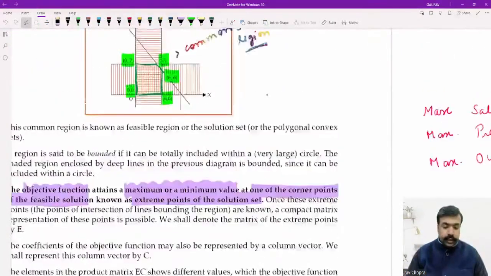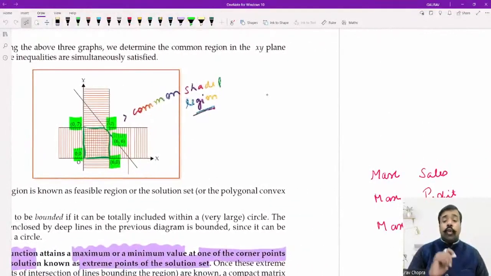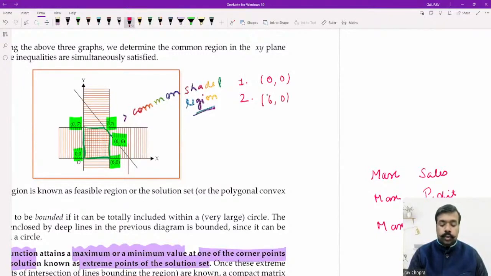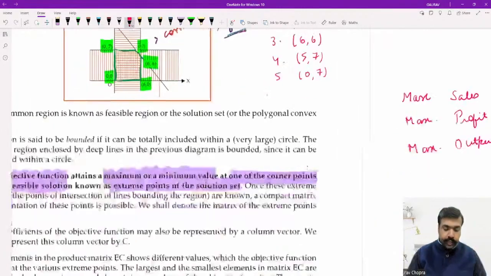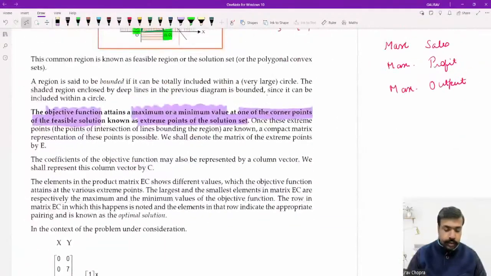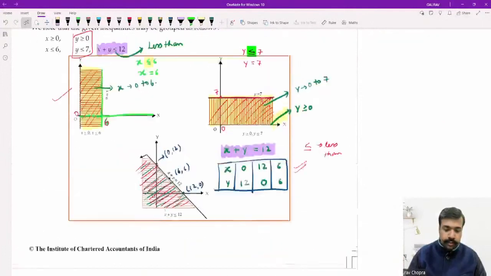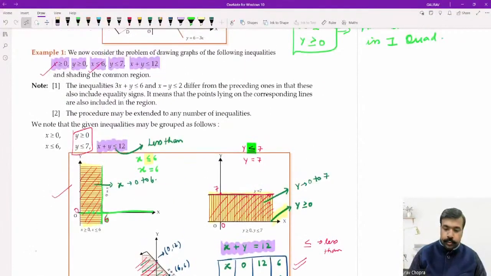Now, let's take this again. From this region, we have found the different points. The first point is 0, 0. The second point is 6, 0. The third point is 6, 6. The fourth one, 5, 7. And the fifth one, 0, 7. Let us take one objective function so that we can understand it easily.